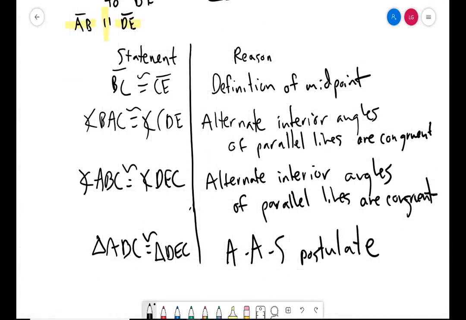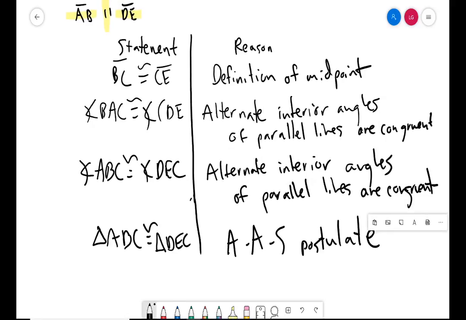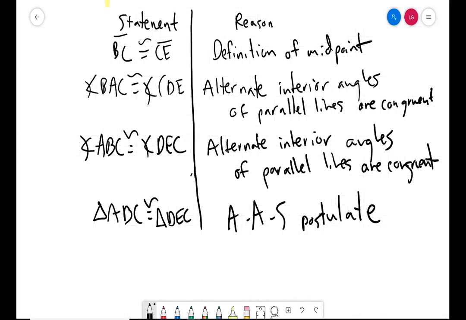We know that two segments of the separate triangles are congruent because of the definition of a midpoint. We know two angles are congruent because they're alternate interior angles of parallel lines. We know two other angles are for the same reason, and therefore we get the triangles are congruent by the AAS postulate.